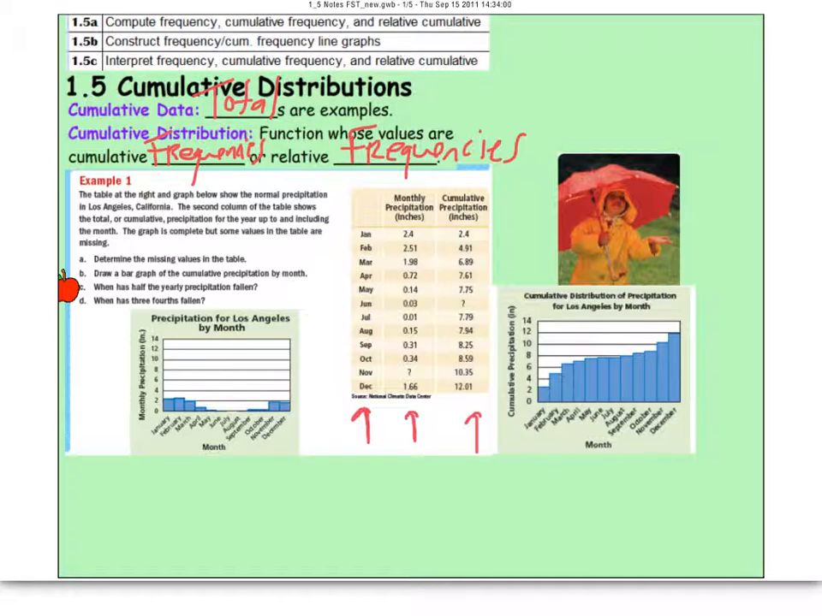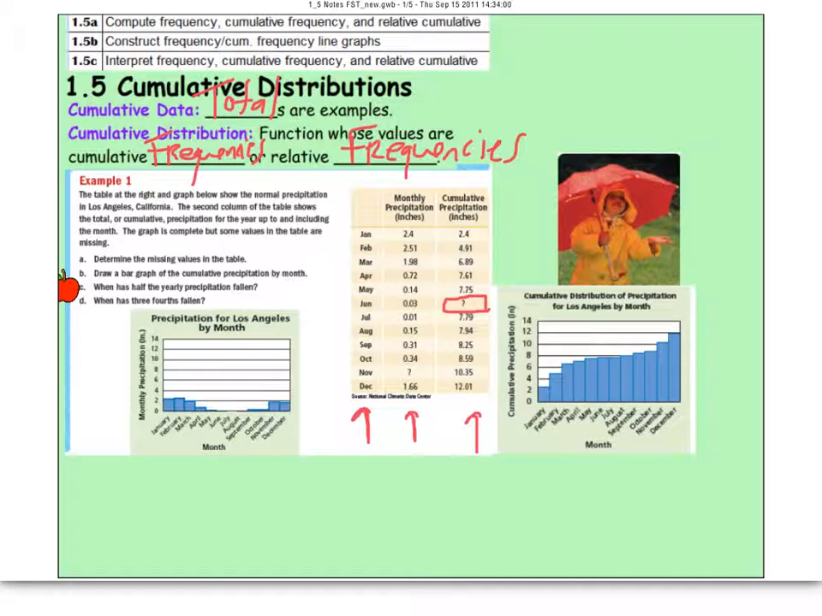And the first missing value is going to be right here. It is the cumulative total as of June. So let's just look at that cumulative column and see what they've done. If you look at, for example, this March value, the cumulative as of March is 6.89 inches of rain. Where did that come from? Well, they tallied up the rain that happened in March, February, and January and put that as a cumulative total.